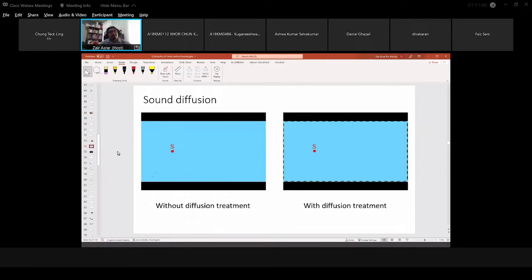In a cinema, for example, we want the cinema to be treated with diffusers because we don't want the volume to be high at certain seats and low at certain seats. We want every corner within the room to have almost similar volume.